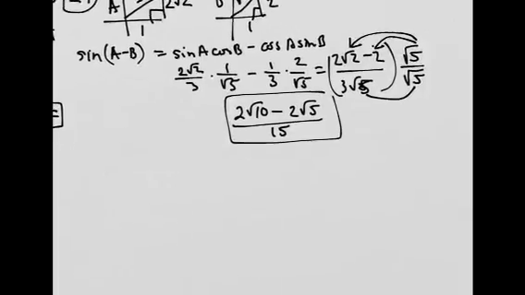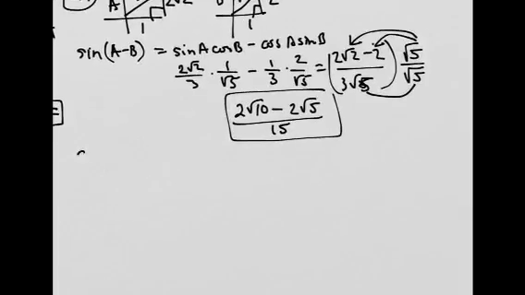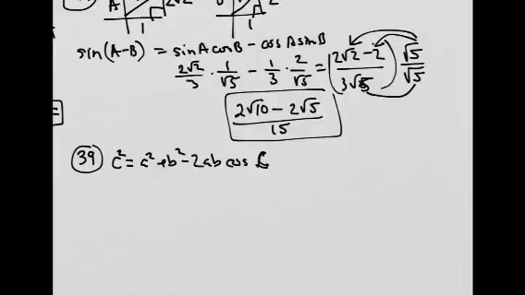Now for number 39, you have to use the law of cosines based on what information they gave you about the triangle. So this is a formula: c squared equals a squared plus b squared minus 2ab cosine c. Okay, so they told you that the side was 52, the other side was 71. So 52, 71, and the angle between them was 50 degrees.